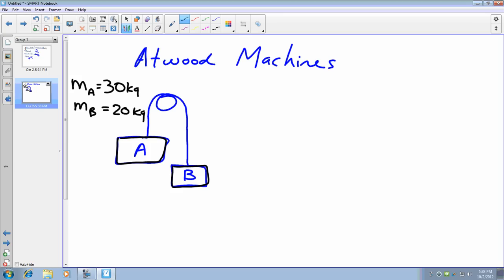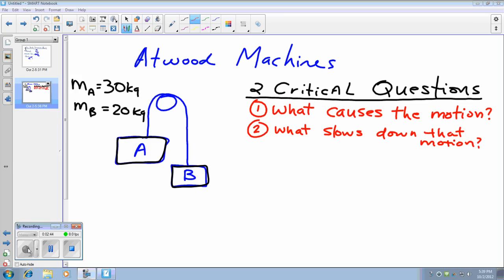What is going to be causing motion to take place in this system, and then what is attempting to slow it down, or what is hindering that motion in this example problem? Again, those two questions: what is causing the motion, and what is slowing that down? Let's think about those first as really our system and what we're going to do within our system.